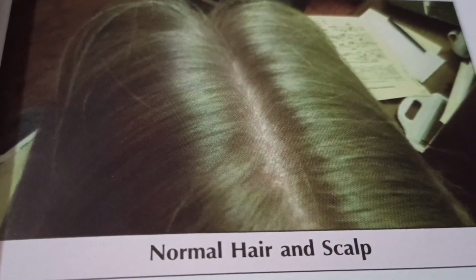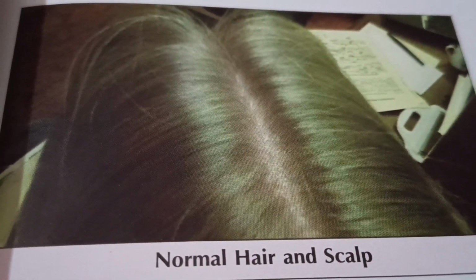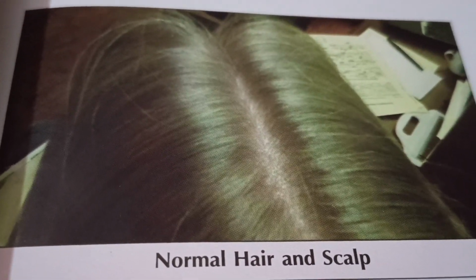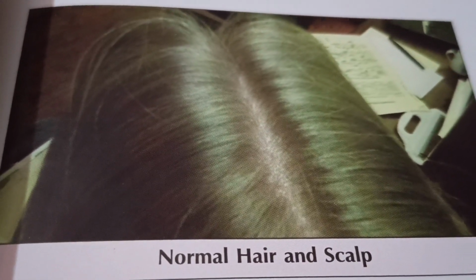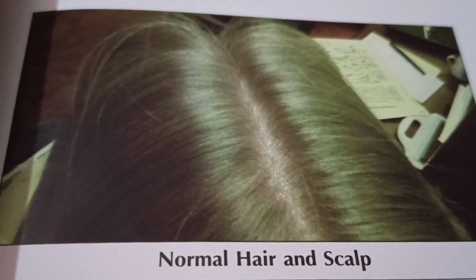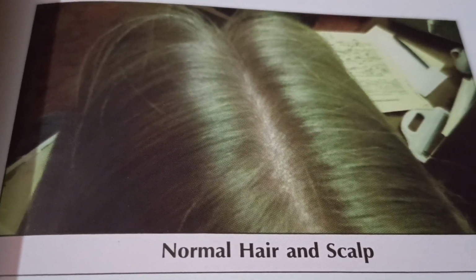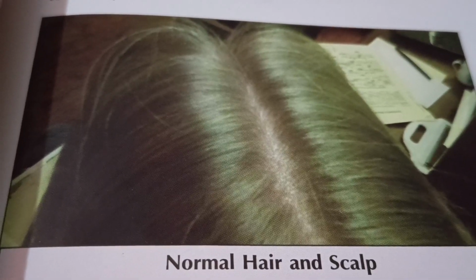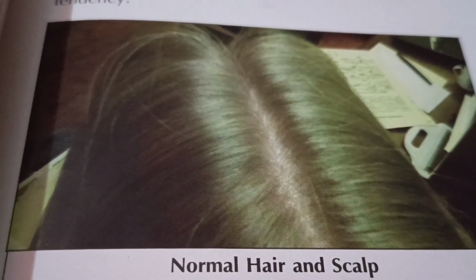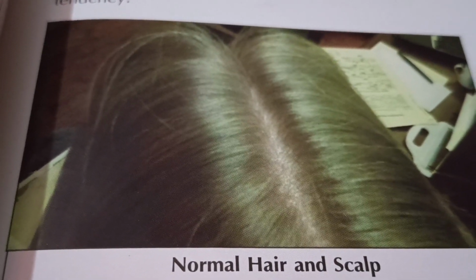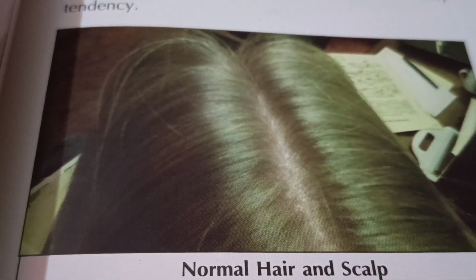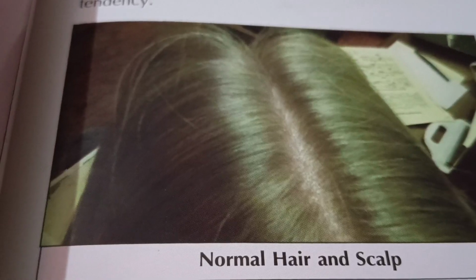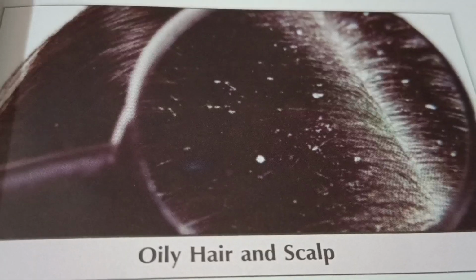Now we will discuss types of hair. There are different types of hair. First one is normal hair and scalp. This is the most ideal hair. Texture wise, it has smoothness, shine and health. To maintain the ideal condition, a well balanced diet is essential. The scalp also has a healthy tendency.